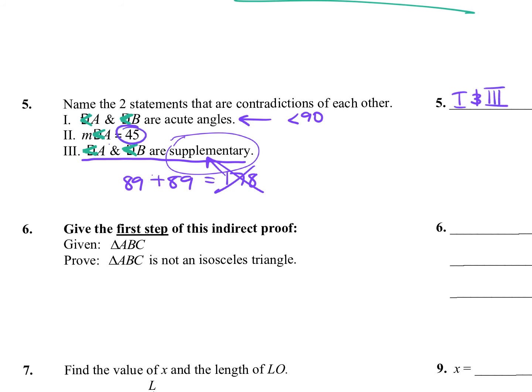You can have a 45-degree angle and still have 45 and something else, right? That would be an acute angle, so 1 and 2 work together. And if there was a 45-degree angle, is there an angle that would be supplementary to that? Yeah, 135, right? So that's how 2 and 3 could work together, but you cannot put 1 and 3 together.